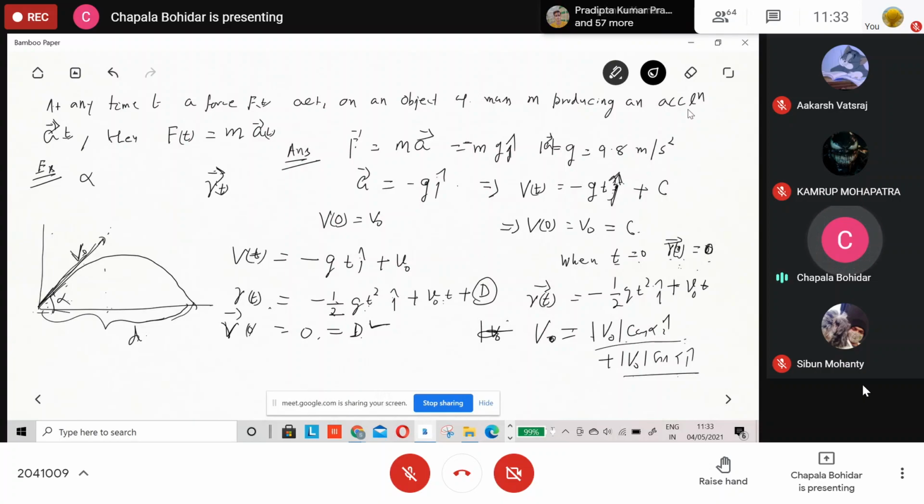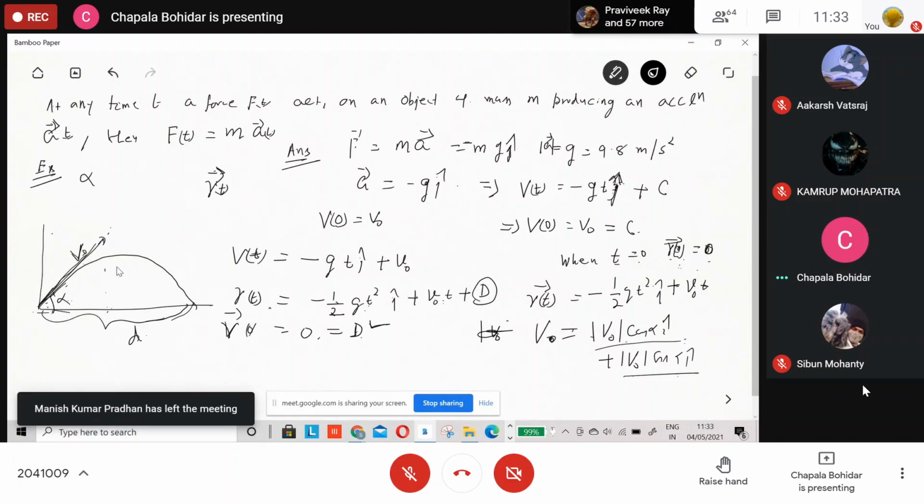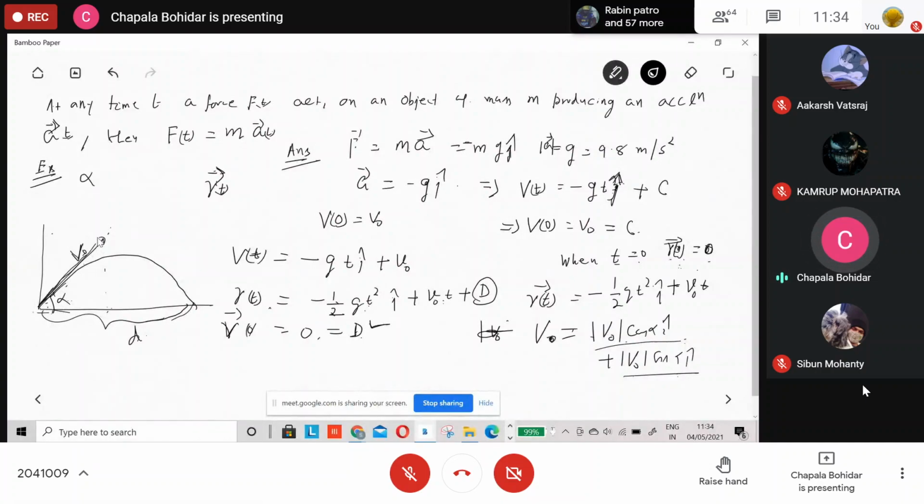You don't know how to find out the component of this vector? I'm asking you. Initial velocity is defined as V naught. You don't know how to find out the component. It is given, ma'am, as angle. V naught cos alpha, V naught sin alpha.